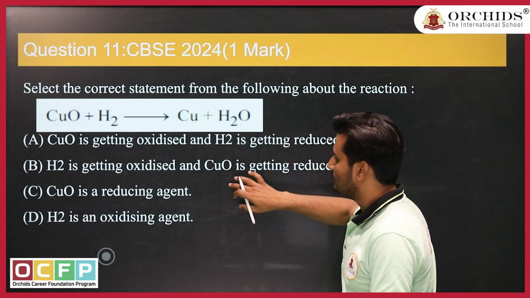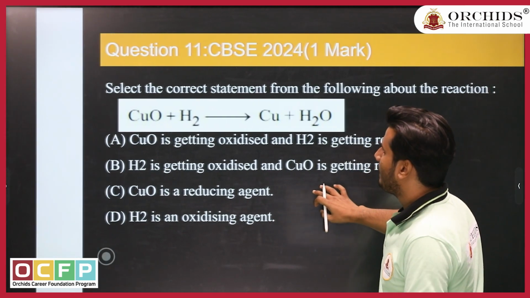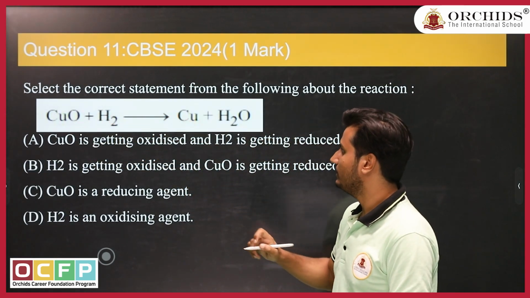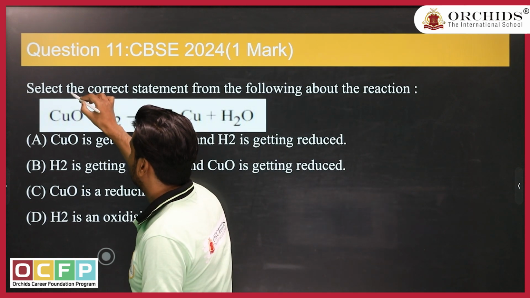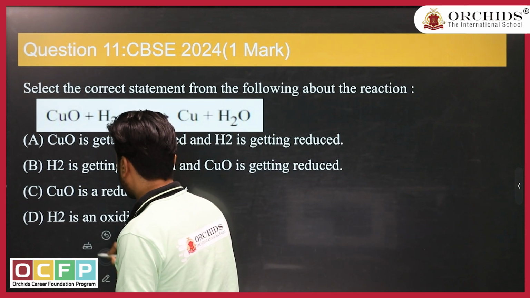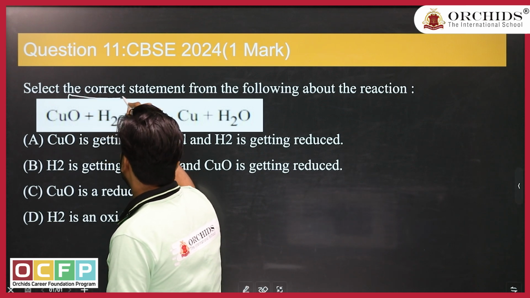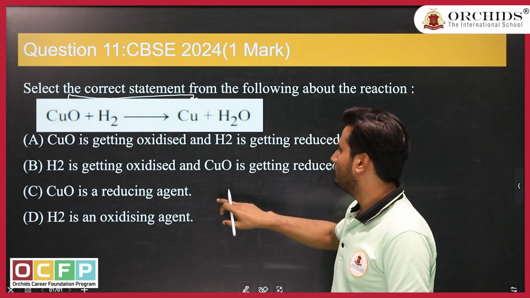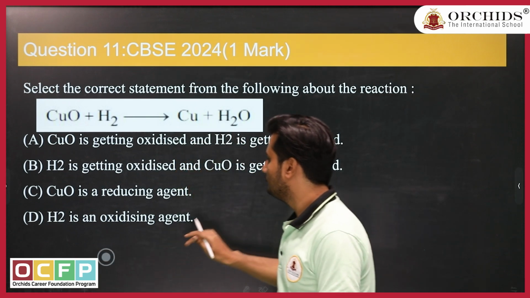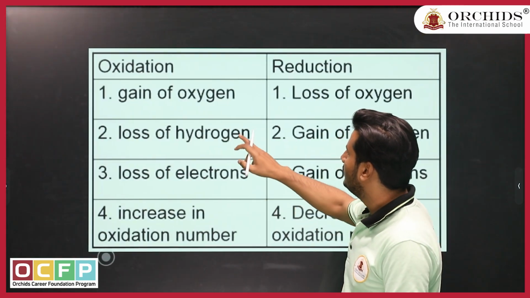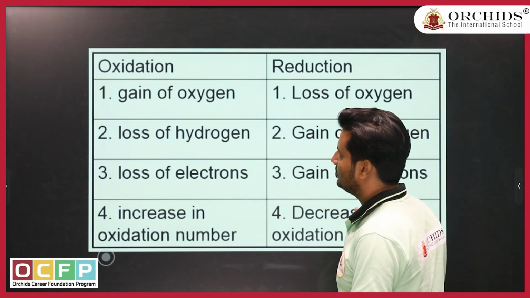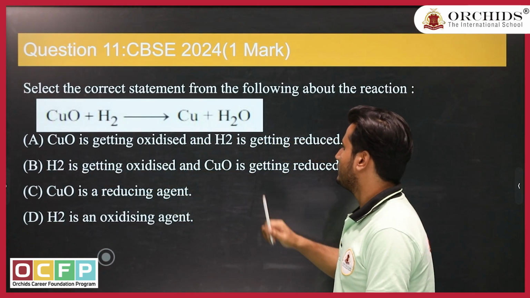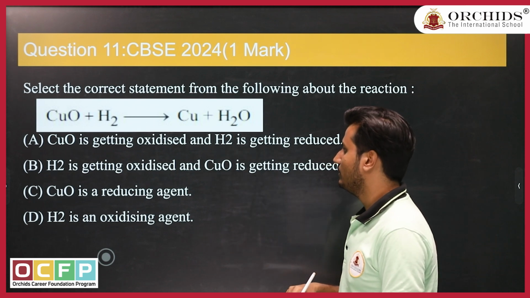So what was oxidation and reduction? See over here, copper oxide is losing oxygen. Now what is this loss of oxygen called? Loss of oxygen is reduction. So is it getting oxidized? No. So this statement is wrong.